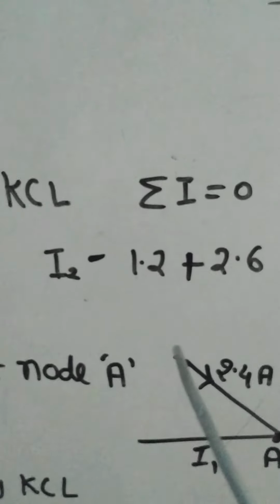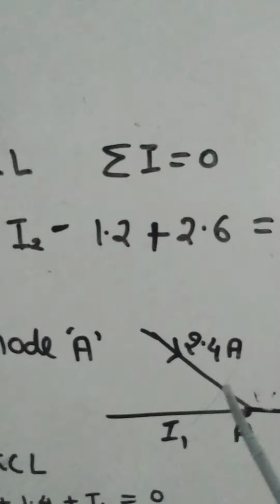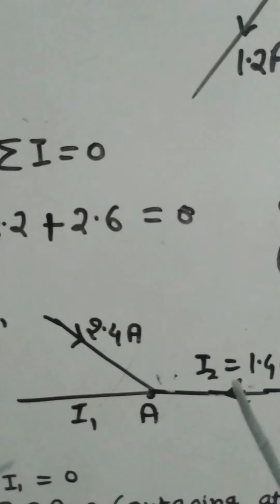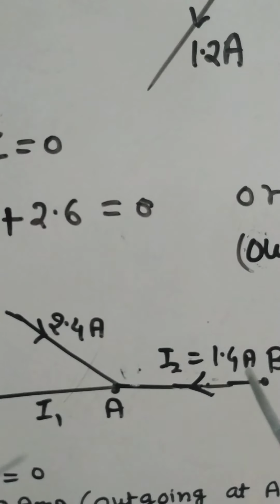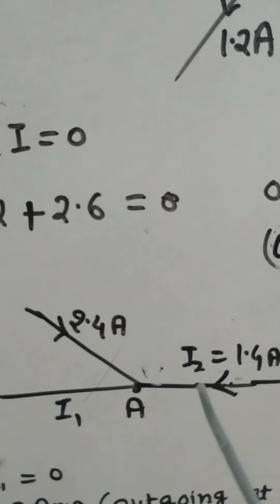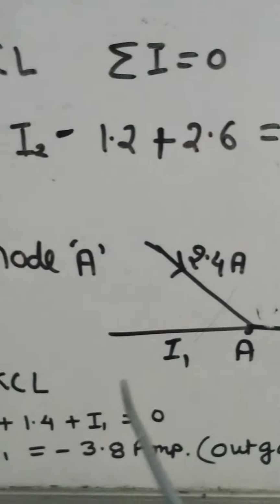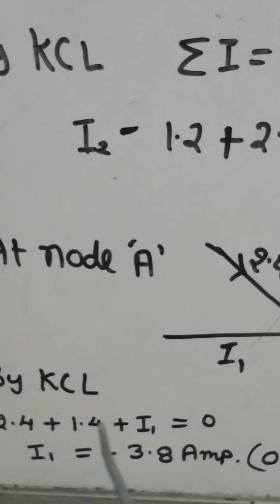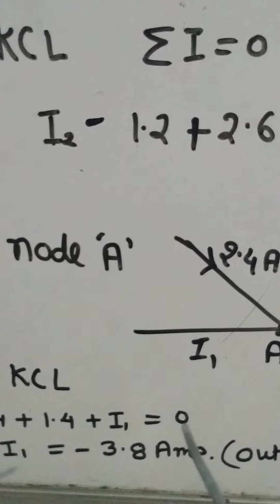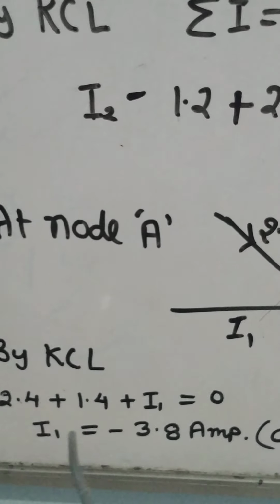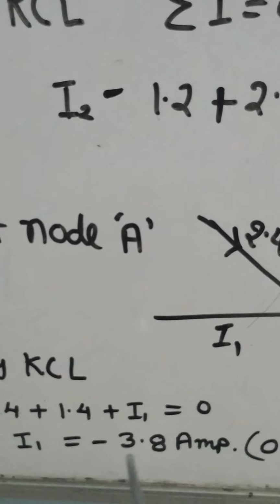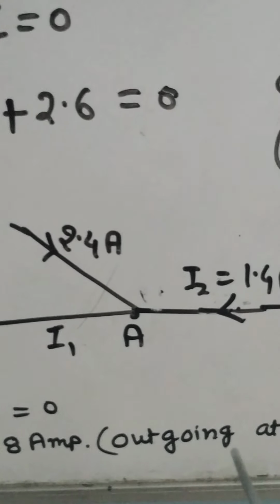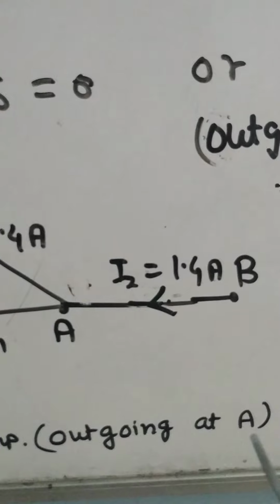Similarly, for node A, 2.4 ampere is the incoming current. I2 is 1.4 ampere, which is also incoming. So by KCL, plus 2.4 plus 1.4 plus I1 equals 0, or I1 equals minus 3.8 ampere. It means 3.8 ampere is the outgoing current at node A.